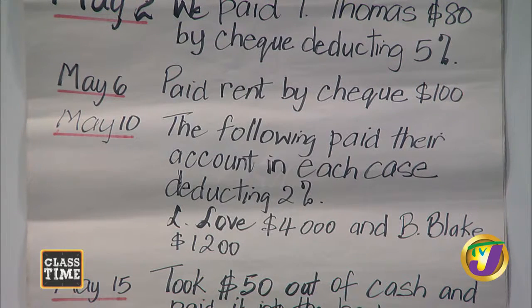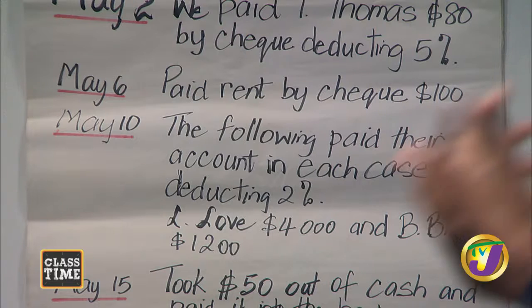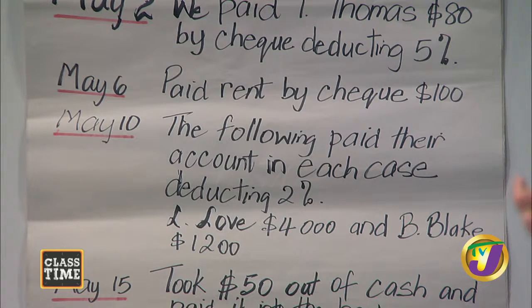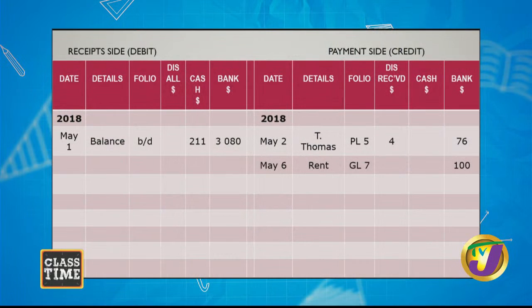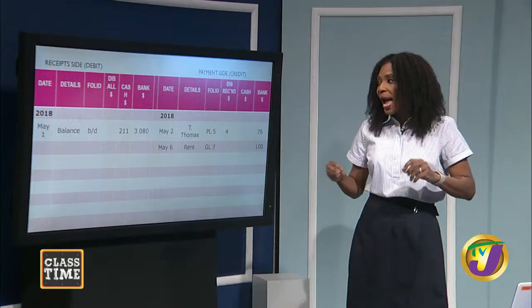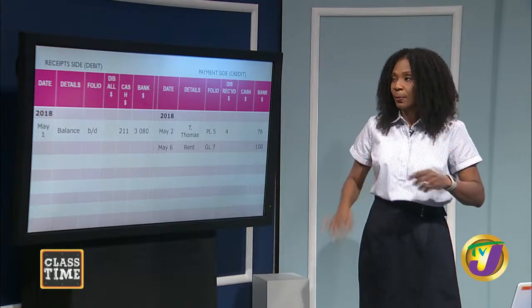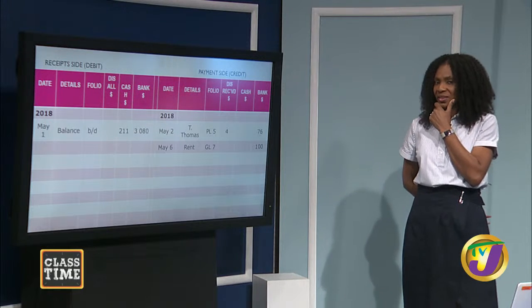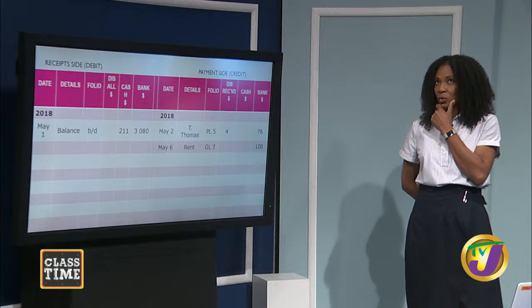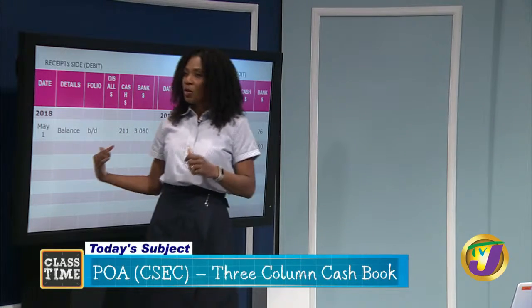Now you notice, I'm actually instructing you and I'm carrying you through the calculation of the discount. Love, $4,000, but they are paying their account to us. So will the money be coming in or will it be going out? Watch the flow of the money. L, Love paid, and B, Blake paid their account, deducting 2%. Now, what am I going to do first? Reason. They are paying their account to us. So the money is going to come in. So it simply means that we're going to receive.